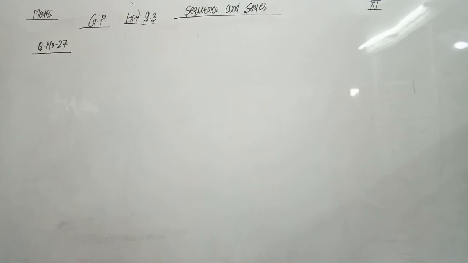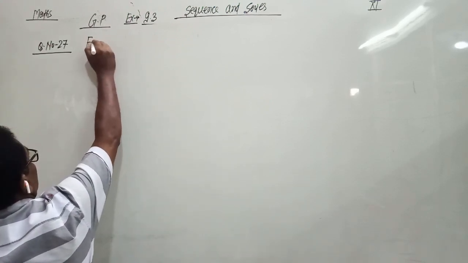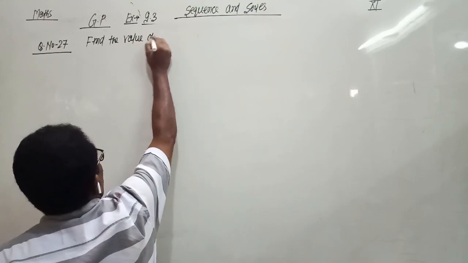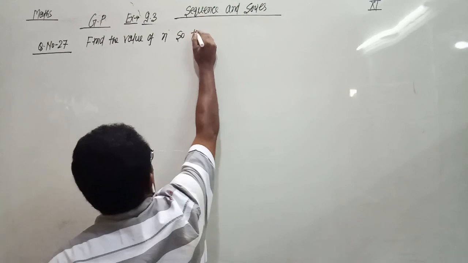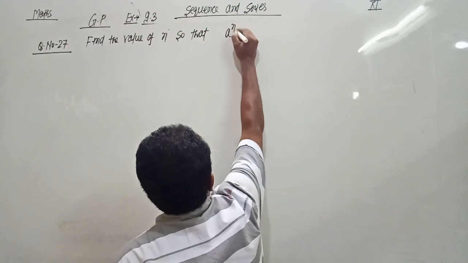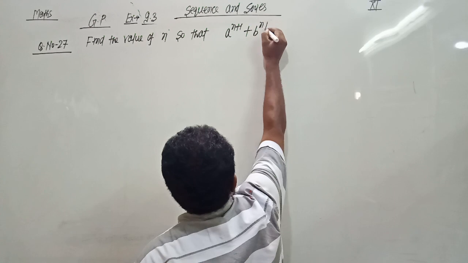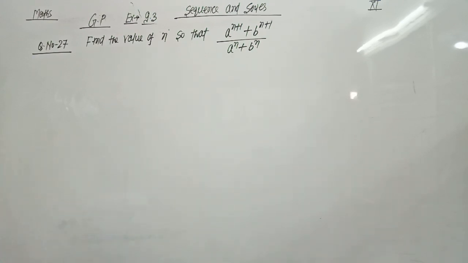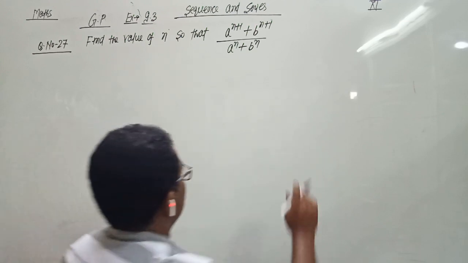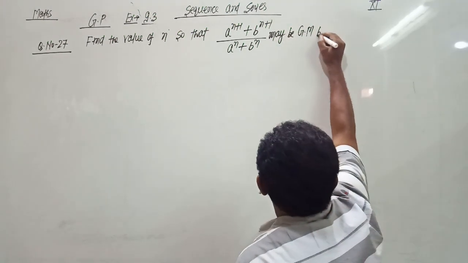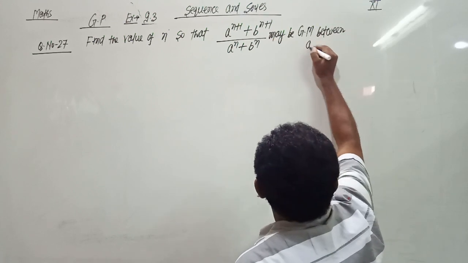Find the value of n so that a raised to the power n plus 1 plus b raised to the power n plus 1 upon a raised to the power n plus b raised to the power n may be the geometric mean between a and b.